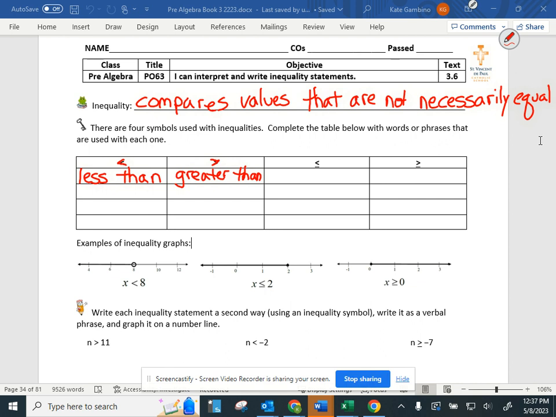So if we look at that less than, we might also see that written as fewer than. Or you might see below, a number below that. So you know it has to be less than it. So the opposite, if we're looking at greater than, we might see more than or above.